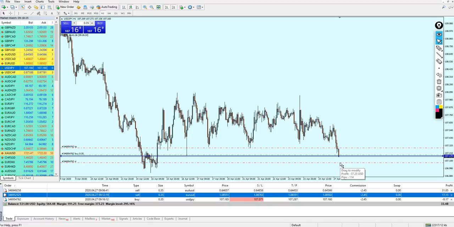Your winning and losing ratio here is 50 to 50. So if, for example, you have lost an amount here, it will be the same as what you were actually aiming to make in profit. So we just have to wait for this candle to actually reverse.